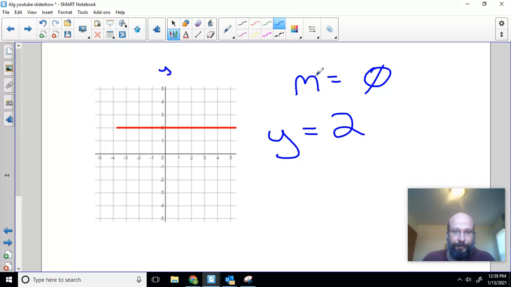This is true for any 0 line, right? If you have a 0 slope line that crosses at -4, then this equation is going to be y equals -4. You just have to remember that a horizontal line crosses the y, and that's what the equation is going to be.